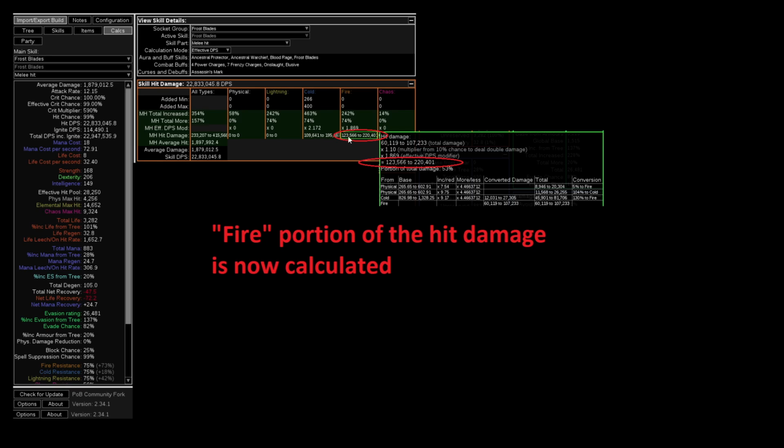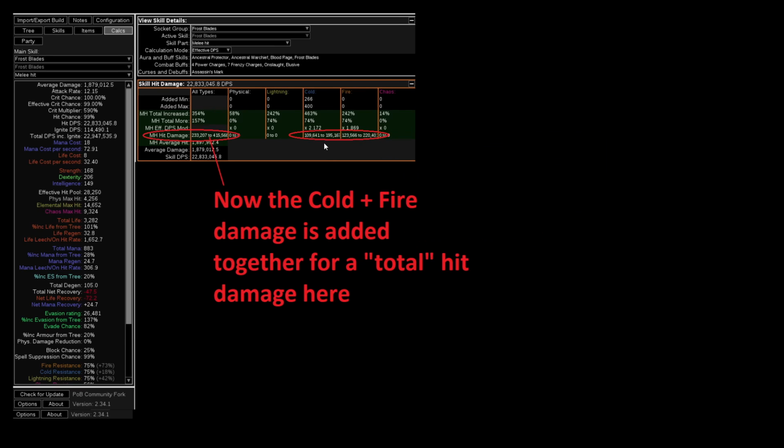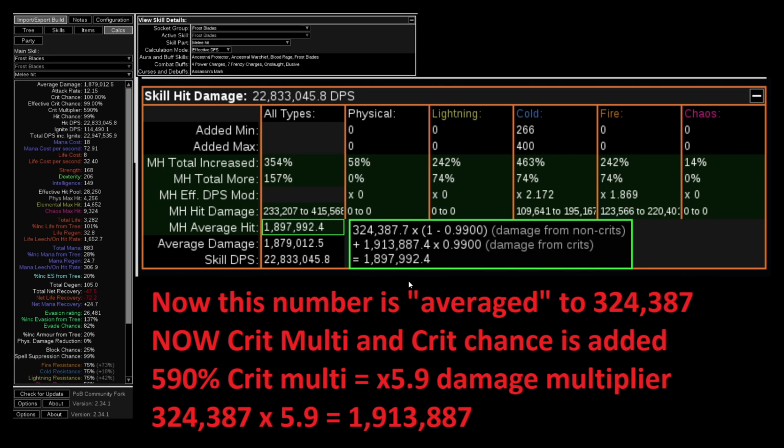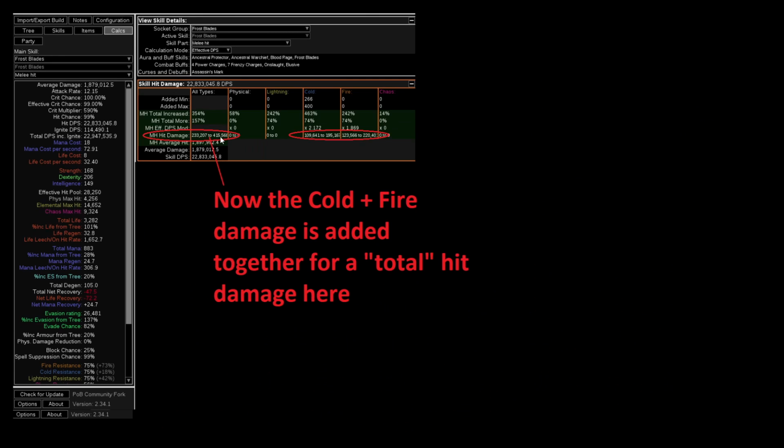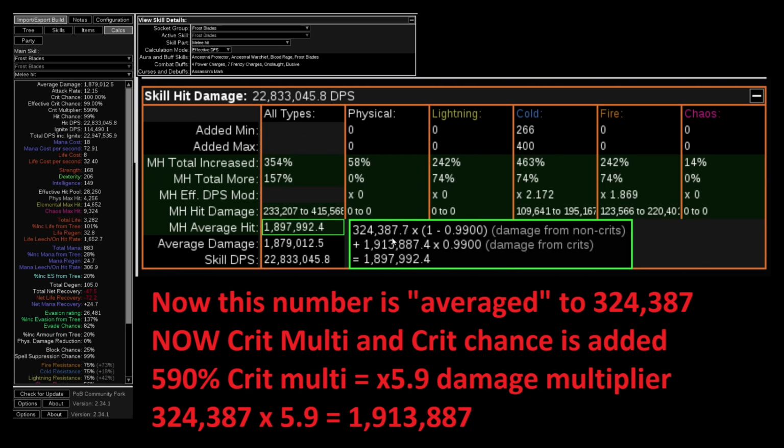So now you've got your cold and your fire damage, okay? And now those two numbers are added together for a total hit damage, which shows up over here under the all column here. Now this number, okay, your average total damage number here, is averaged to 324. Okay, so 233 to 415,000 averaged together is 324,000.